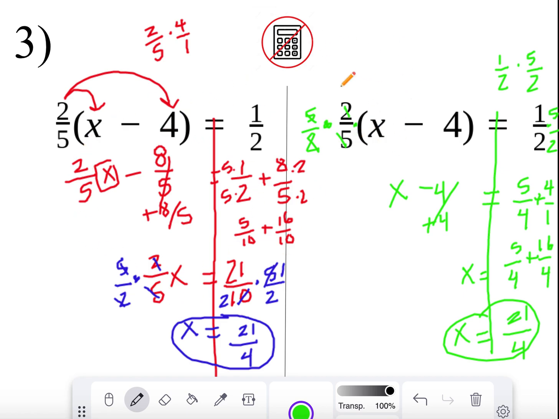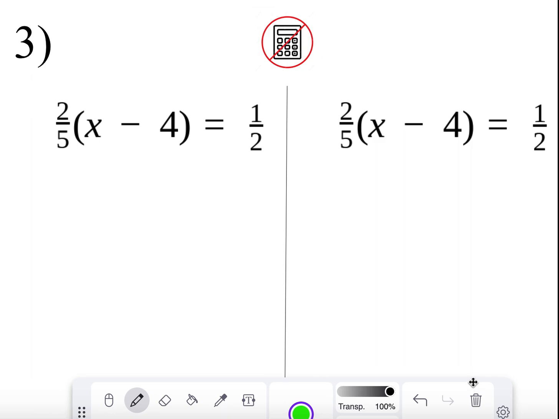Over here, you just multiply by the reciprocal. That gets rid of everything, and then you're left with just the x minus 4. A lot of times students really like this strategy. They don't see it as quickly, but it absolutely works. All right, so there's number 3. We did it.